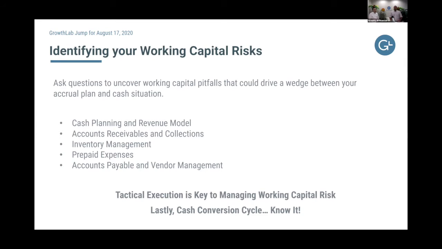Especially right now, right? So here's some of the components of working capital. This is not an exhaustive list, but this is a good low-hanging fruit. It's the cash planning and revenue model, right? I know revenue model and cash planning is not really considered working capital, but I go to that because there are two ways to look at working capital: tactically, which I'm a big fan of, the blocking and tackling of calling customers for collections, the blocking and tackling of pencil to paper.